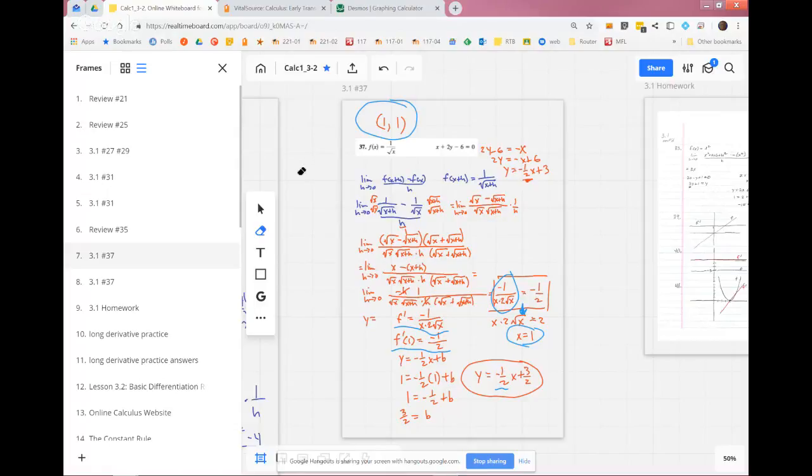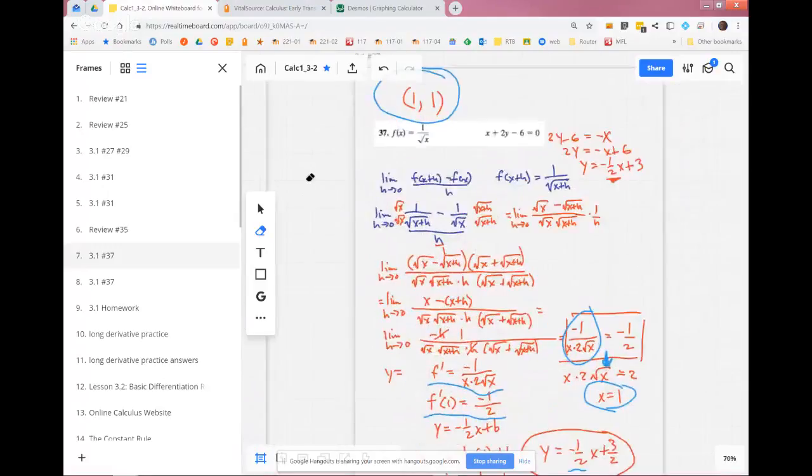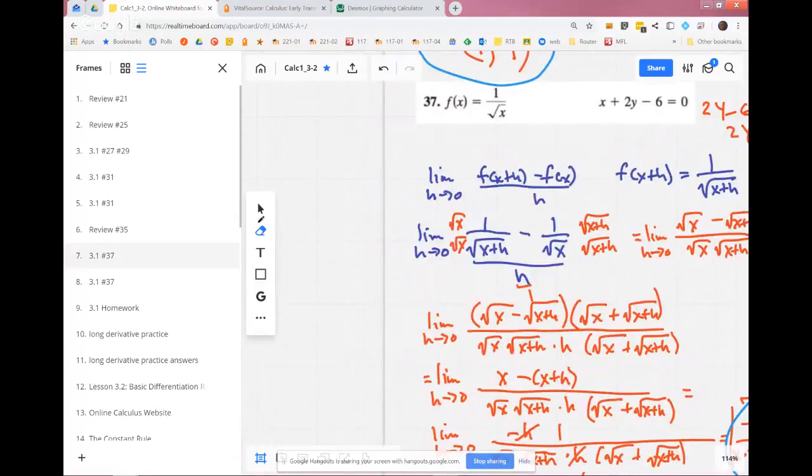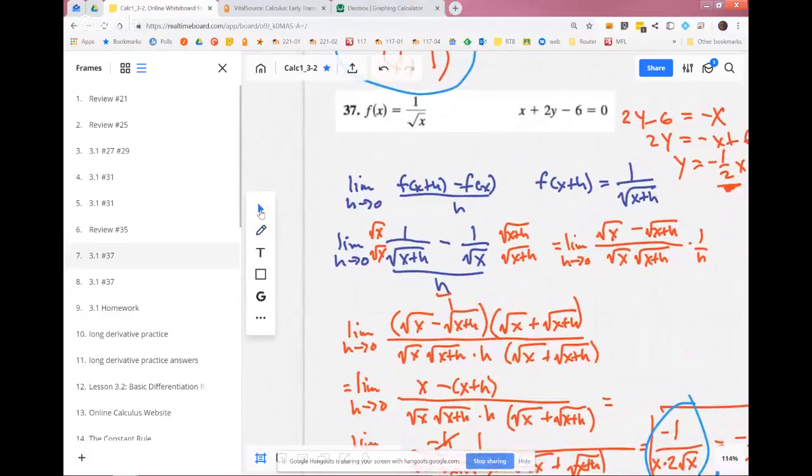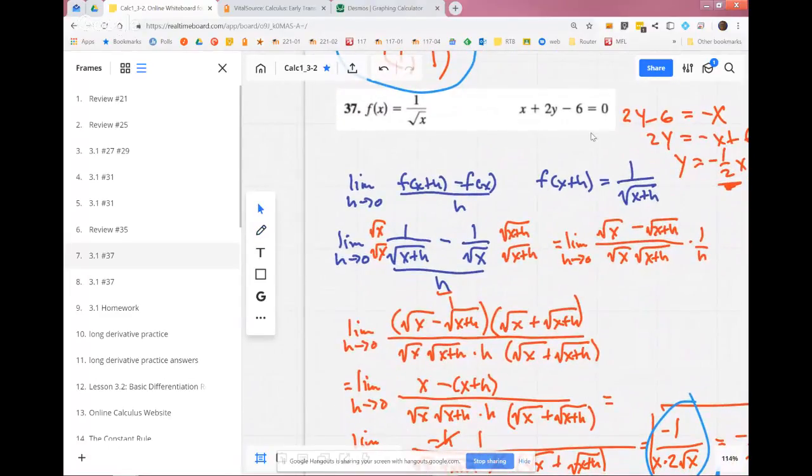Number 37, that 33, 35, 37 had different directions. So here the whole idea was, instead of giving you a function and a point and asking you to find the equation of the tangent line to that curve at that point, the only difference is this time they give you the equation and then they give you a line that the tangent line is parallel to.